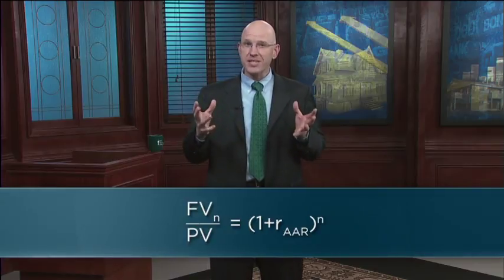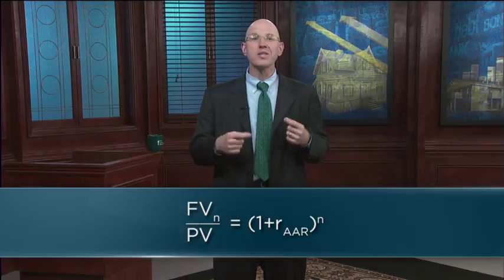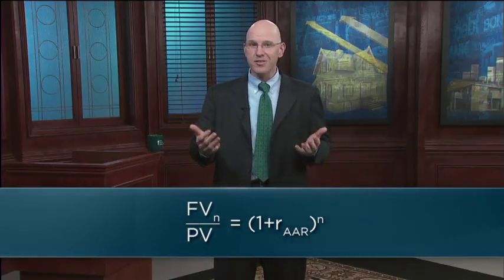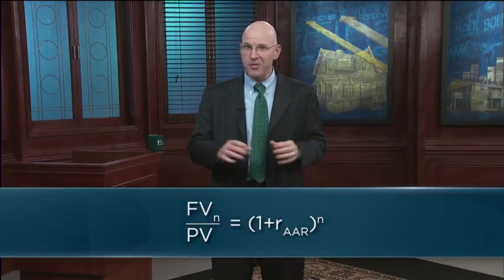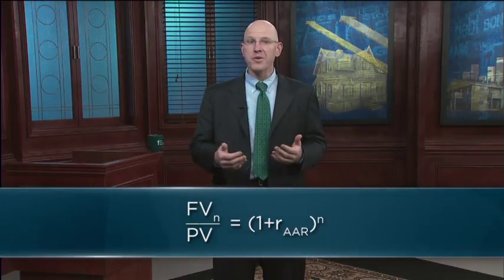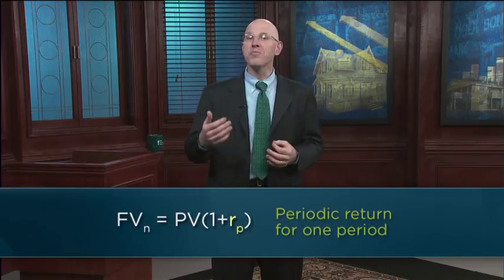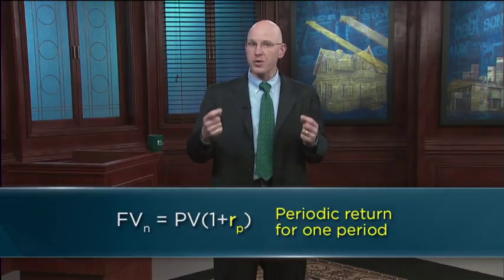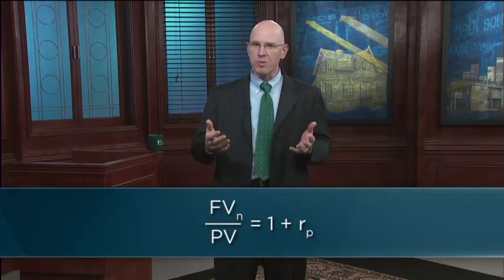Well, now let's write the same future value equation in a second way. This time, we'll assume that the period length is just 1 period. But this 1 period is n years long, so it covers the same amount of time as our previous future value equation. The future value equation for a 1-period investment is simply FV is equal to PV times 1 plus RP, where RP is the periodic rate of return for this 1 period. When we divide both sides by PV this time, we get FV over PV equals 1 plus RP.